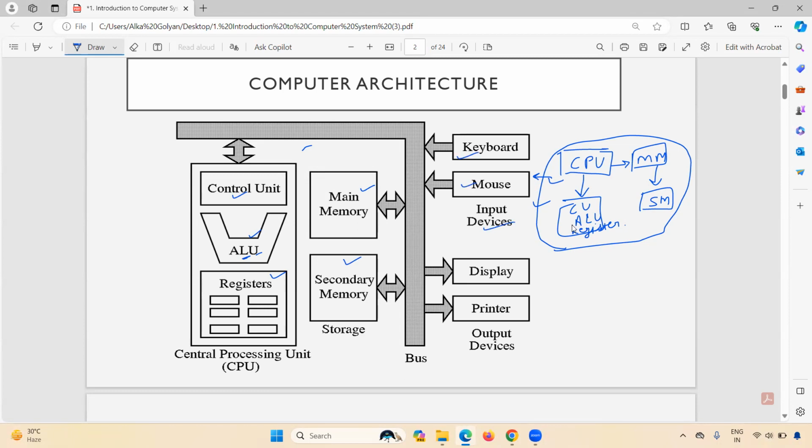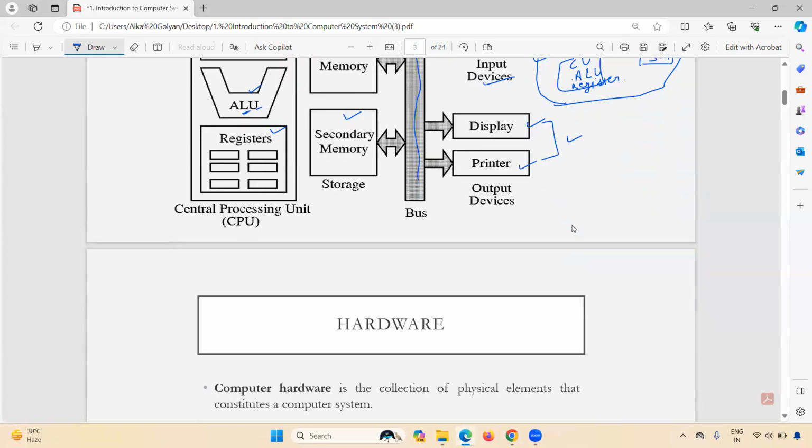Keyboard and mouse are input devices. Display, that is the monitor, and printer are output devices. This is a bus that is used to transfer the data. So this is all about the computer architecture.